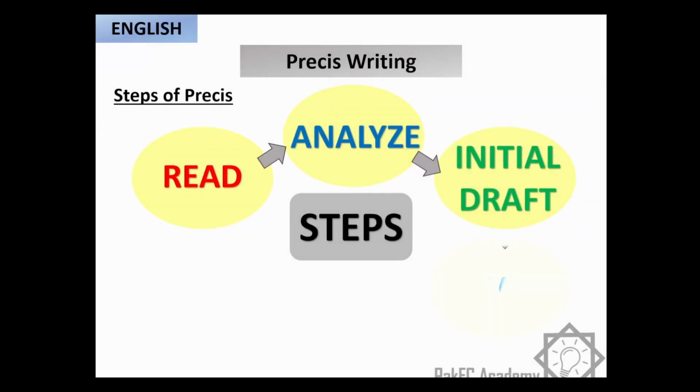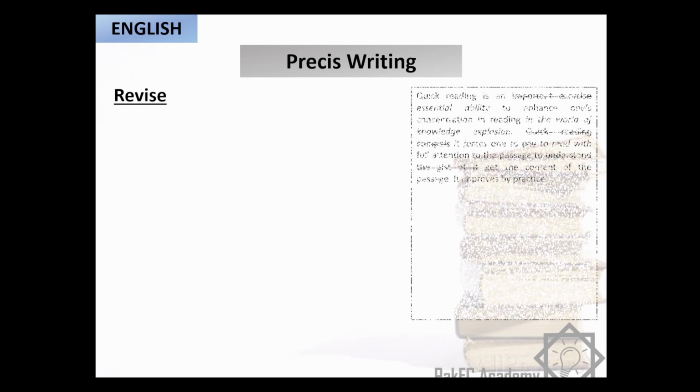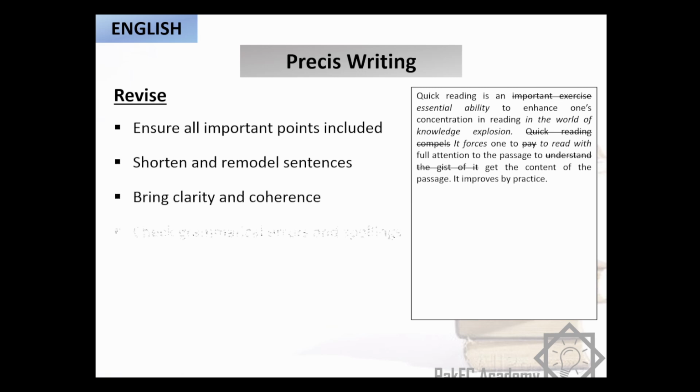After the initial draft is made, the next step is to revise and edit. During this step, you need to check if all the important points have been included. You can also shorten or remodel your sentences to compress and bring clarity and coherence to your Precis. You can check for grammatical errors and see if there are any spelling mistakes in your Precis. Make sure that the length of your Precis is appropriate and it is not too wordy.